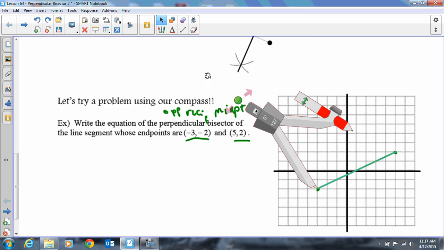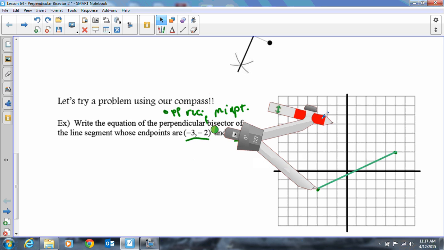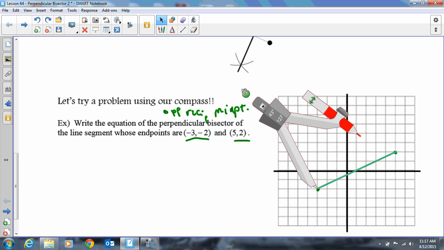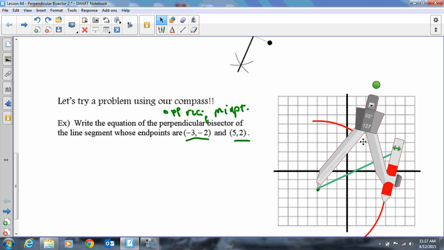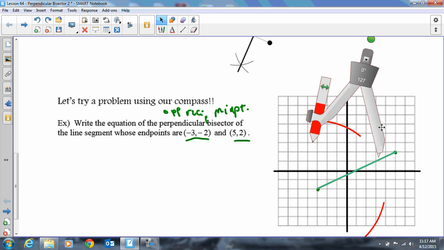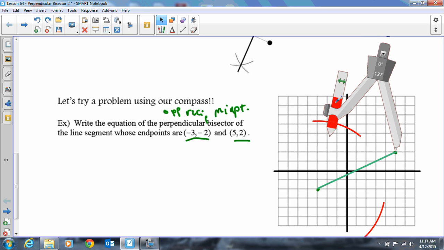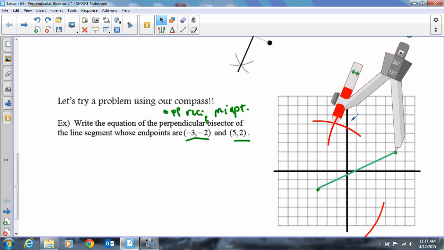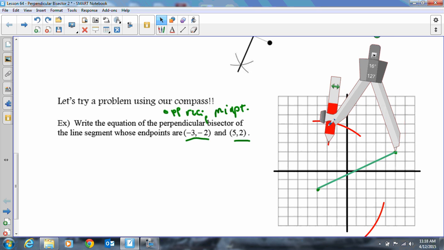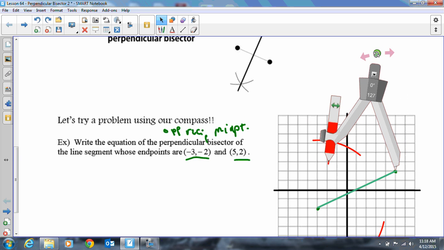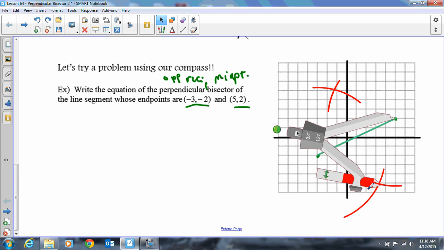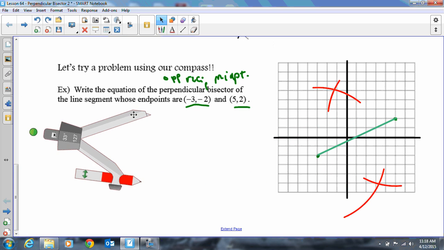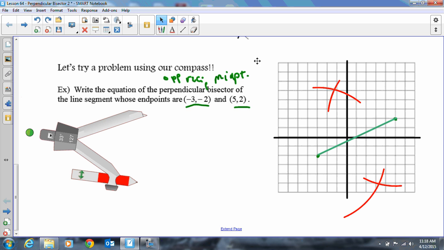Okay, so go ahead and swing your arcs. One arc above the line, and then one arc below the line. Okay, once that's done, you are going to flip your compass over so that the needle will now go to the other endpoint and repeat the process. Arc above and below. Okay, so as long as your construction was accurate, here you should have a very perfect perpendicular bisector.